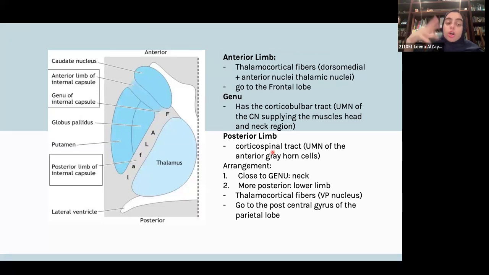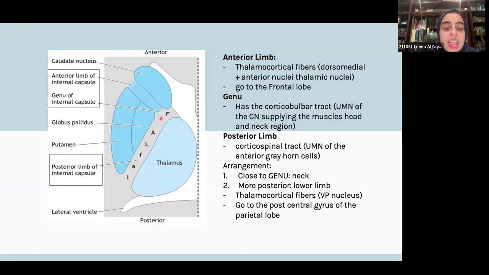It regulates the motor function of the rest of the body, moving our hands, moving our legs, and all of these things. So losing the posterior limb means you will lose the ability to move any part of your body except the face and the neck. This is the corticospinal tract, so things pass through it.